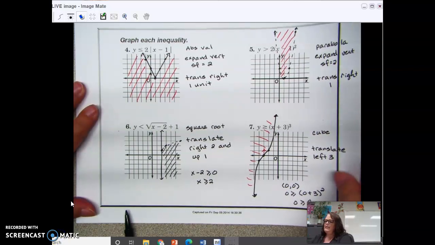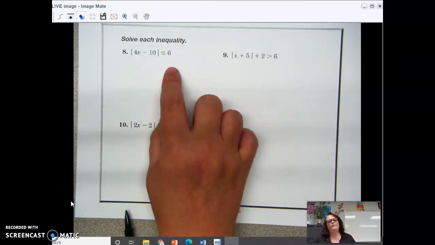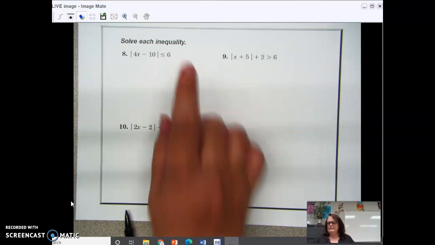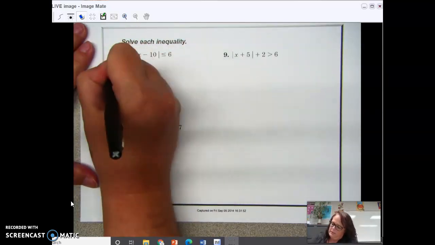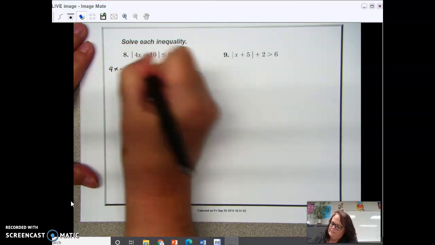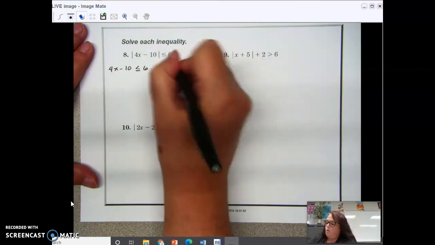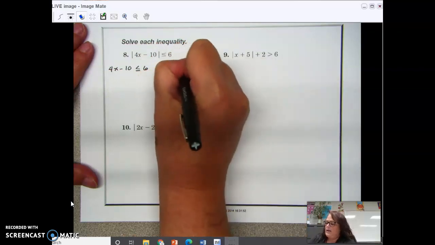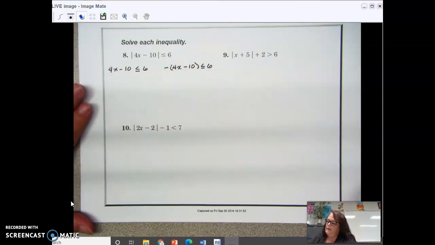All right, so then the next part is going to be talking about what's happening if I just have an x value. I'm saying that this absolute value is less than or equal to 6. So what that means is I have 2 possibilities. Either what's inside is less than or equal to 6, or the opposite of what's inside is going to be less than or equal to 6. And then I'm going to solve.